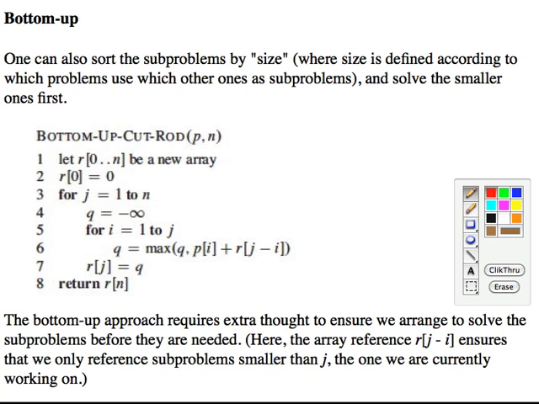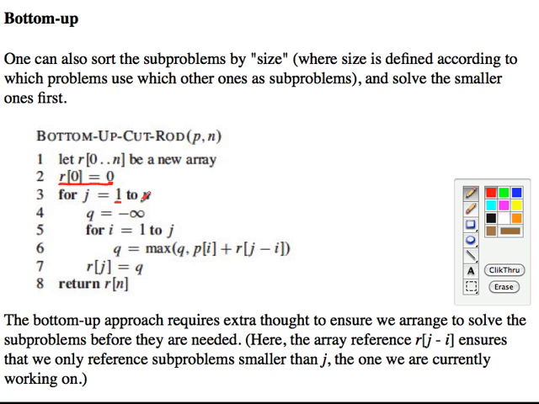Solve it for a rod of length 1, then solve a rod of length 2. We actually start with 0. So we have this array of the optimal revenue for the rods of each length. We set r[0] to 0, and then we're going to work our way up. We're going to solve it for a rod of length 1 and work our way up to n.